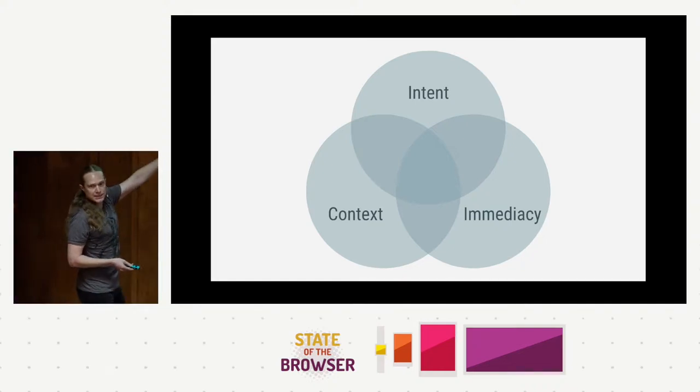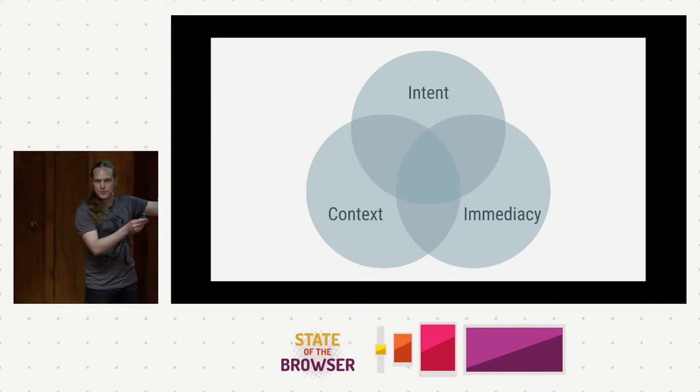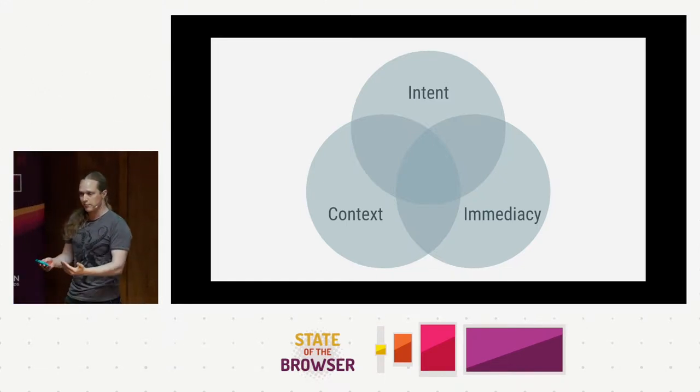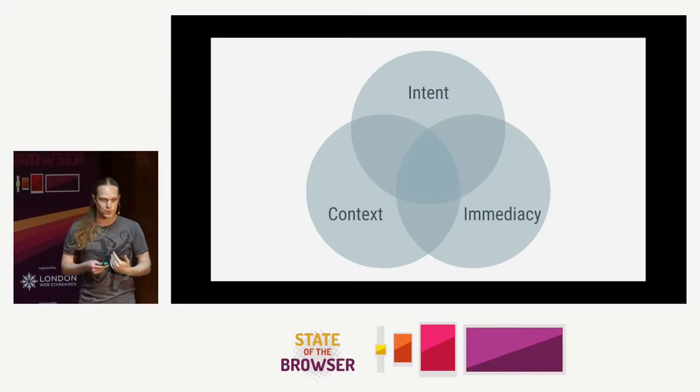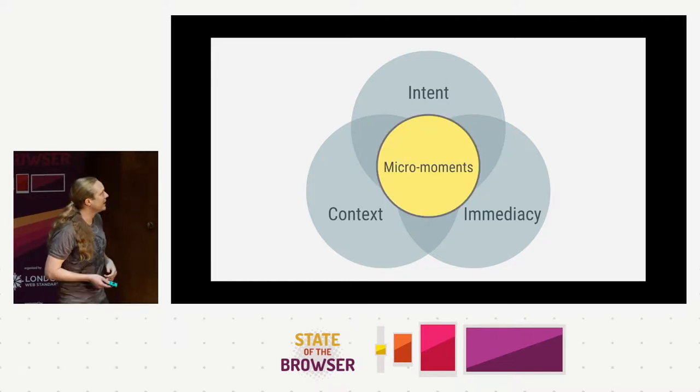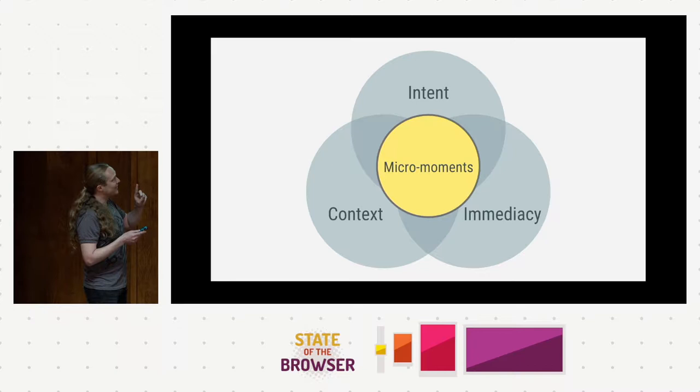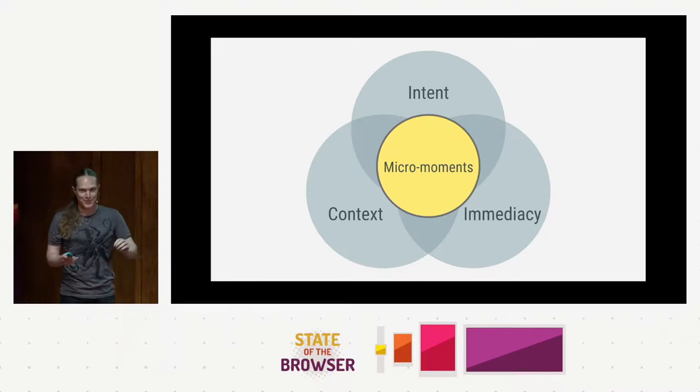And then there's the immediacy. And the immediacy is, given those two things, what I want to do and my context for it, can I actually achieve it right now? Are you giving me the tools that I need to make that happen? And that is, and this is where you maybe see that I took it from the sales team, what we call a micro moment.